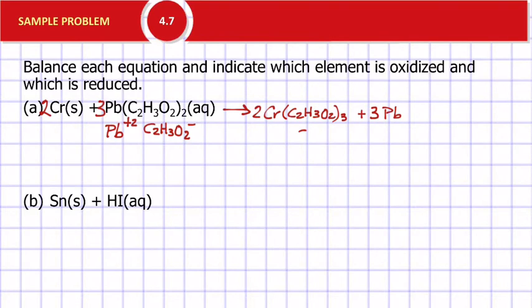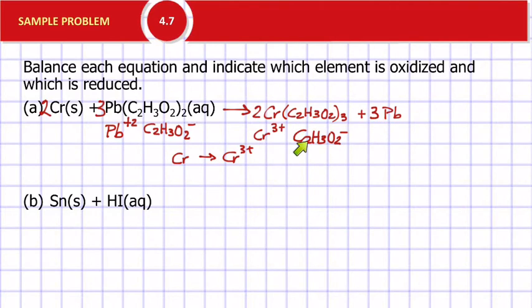And then over here, again, I've got the acetate ion, but I've got 3 of them. So what's the charge on the chromium ion? 3+. So my half reactions would be chromium going to chromium 3+. And what's the other one? The lead 2+ going to lead.